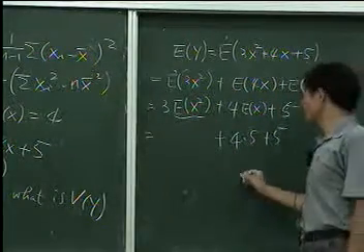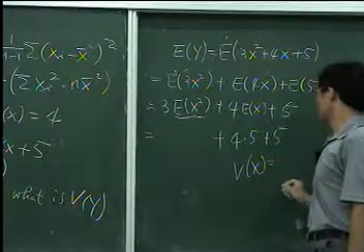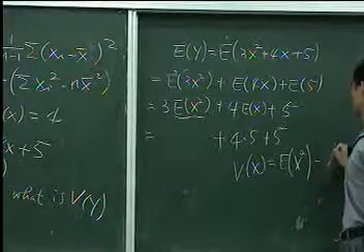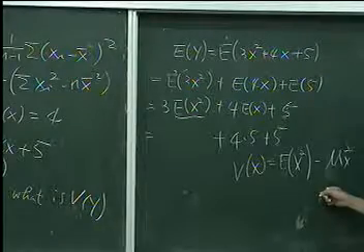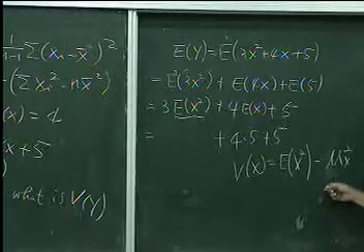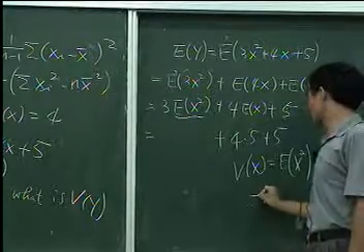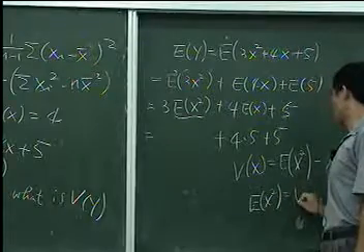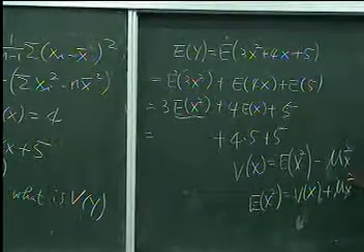If you remember, variance of x is equal to expectation x squared minus mu x squared. If you remember this relationship, if you remember this formula, then it will be just easy. Expectation x squared is equal to variance of x plus mu x squared.